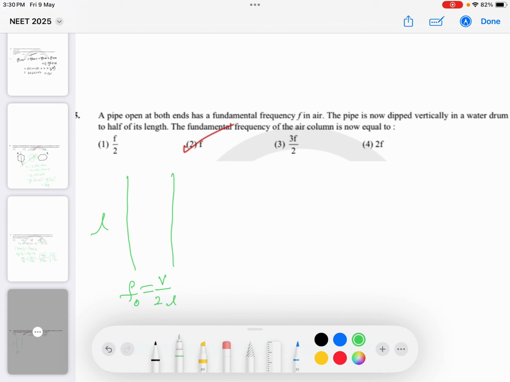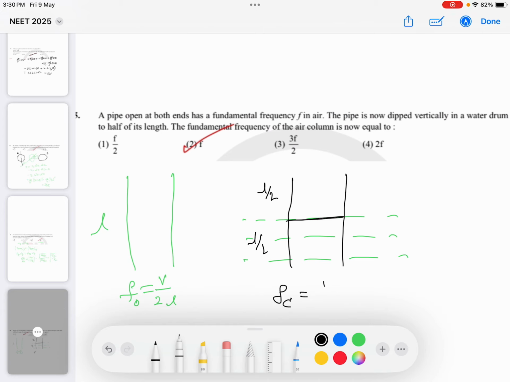The pipe is now dipped in water. So this is the water content. You can dip it like this, half of the length in the air above and L by 2 below. So this open pipe is converted into a closed organ pipe. Then the closed organ pipe frequency FC is equal to V by 4L, which is equal to V by 4 into L by 2, which is V by 2L, which is equal to F0. So both frequencies are equal.